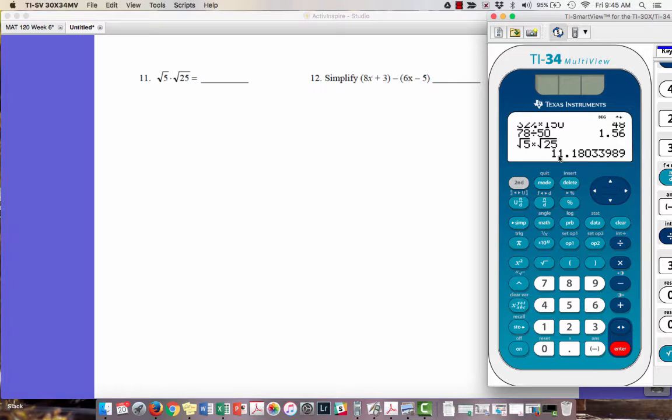So you wouldn't want to say 11.19 because that wouldn't be rounded correctly. So your options would be 11.18, 11.2, 11.180. Typically, you want to have a couple places in the decimals, but there's no right answer as far as rounding.